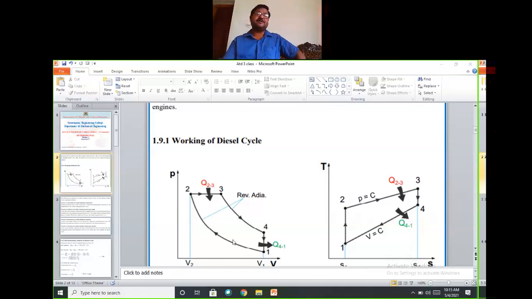How many ratios come into the picture in this derivation? One is the compression ratio, which occurs only in the compression process, that is 1 to 2. It is denoted by r suffix c, V1 by V2, the higher volume divided by the lower volume. Here the cutoff ratio is denoted by rho, the higher volume V3 by V2. The expansion ratio occurs in the expansion process, that is 3 to 4. Again, expansion ratio r suffix e, the lowercase e is for expansion and r is the ratio. It becomes higher volume divided by lower volume, V4 by V3.